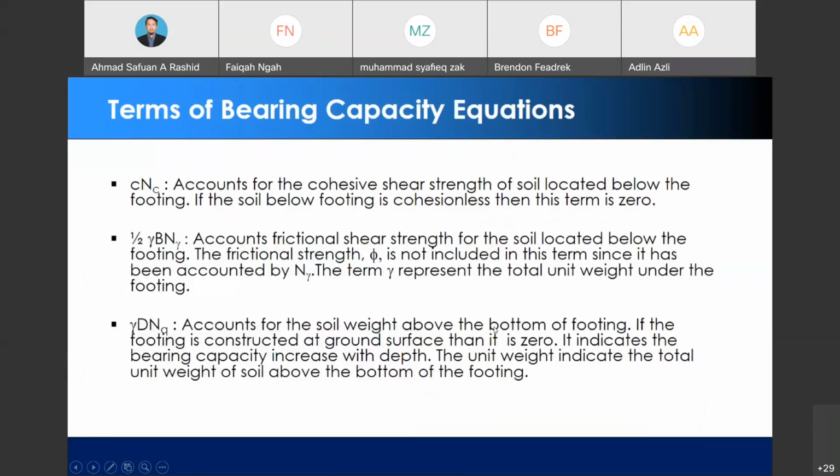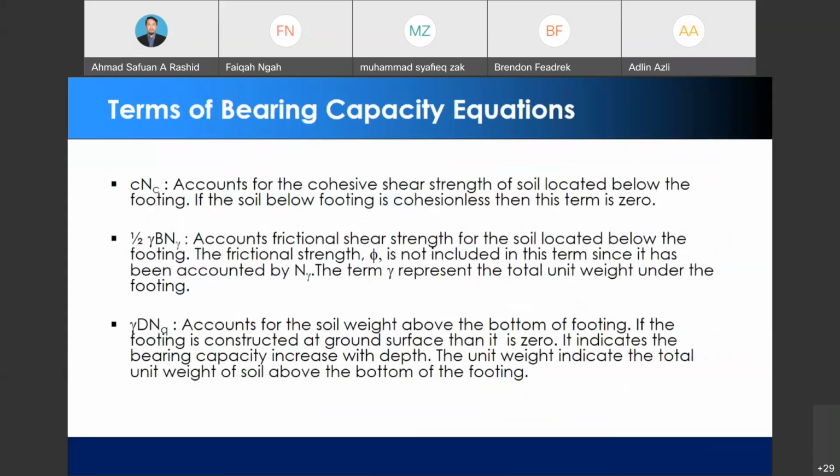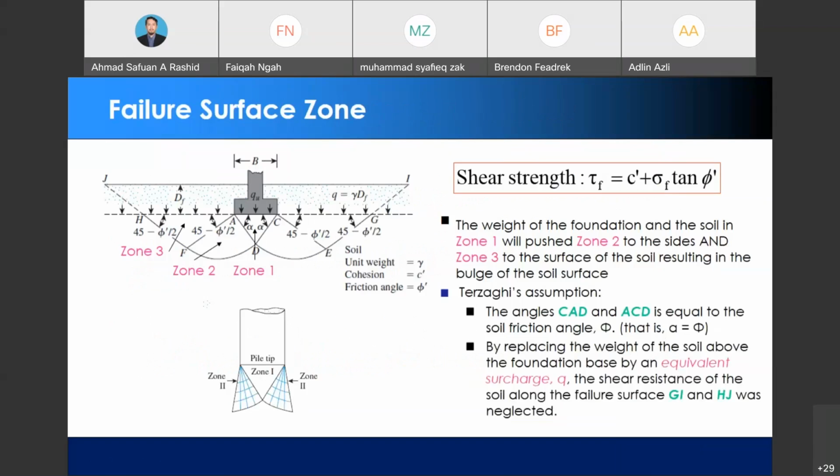Okay, above the bottom of the footing. Biasanya maklumat tu tak ada beza sangat lah, as long dia bukan tanah yang di replace. Okay.